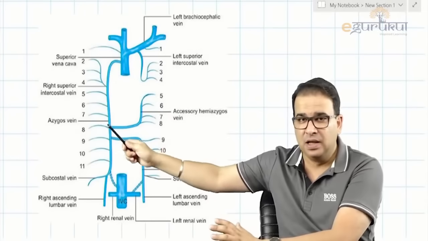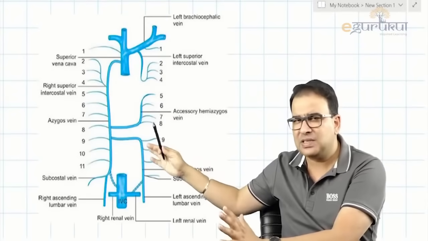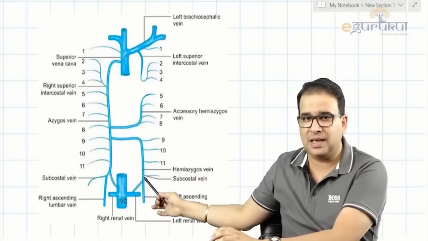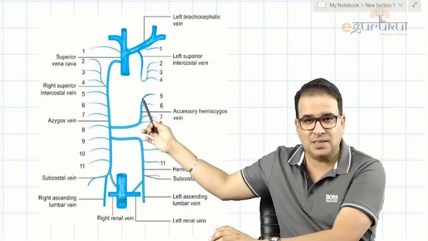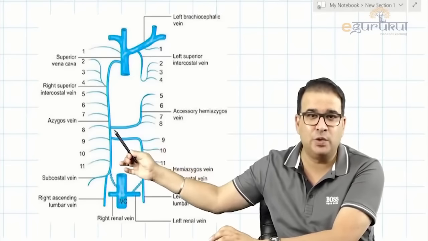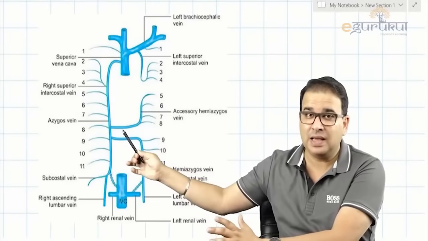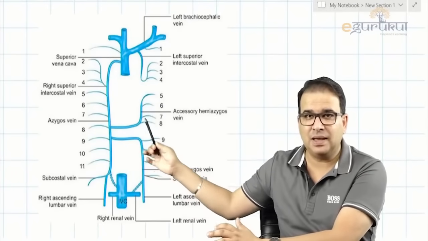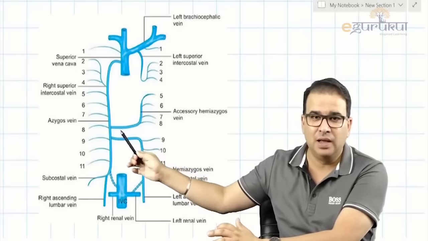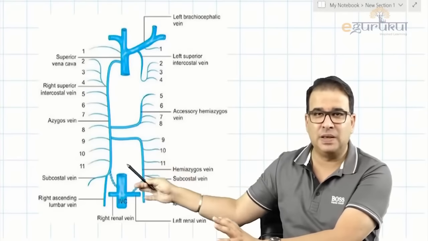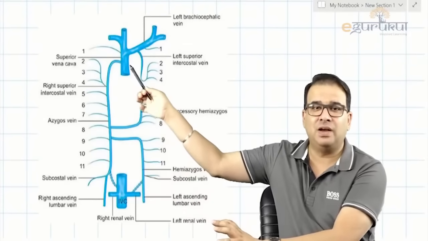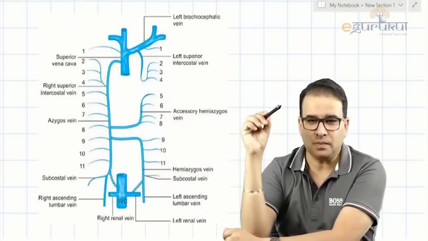Azygos means unpaired. On the left side, we have a copy of the azygos vein in the lower part called the hemiazygos vein, which drains into azygos only. And here we have accessory hemiazygos, which is also draining into azygos. So in a way, I can say that accessory hemiazygos and hemiazygos both are tributaries of azygos. So ultimately, the blood from the intercostal spaces is going to the superior vena cava via azygos.